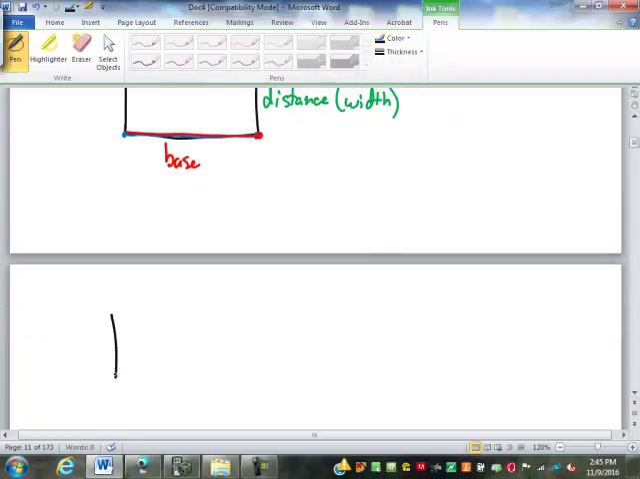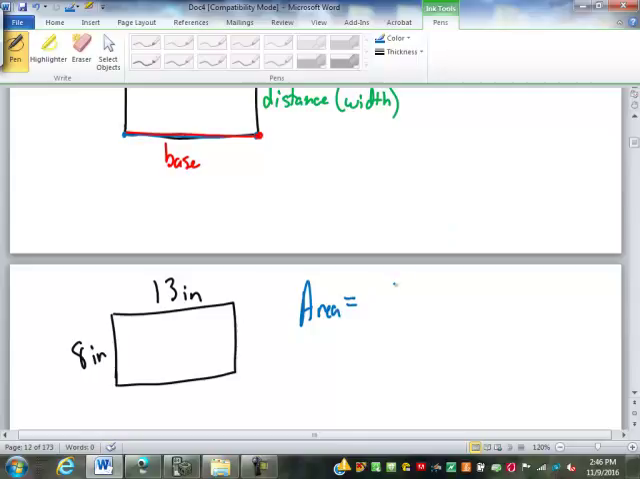So if I have a rectangle that is 8 inches by 13 inches, its area is going to be found by doing what? 13 inches times 8 inches. 13 times 8 gives us 104 square inches. You with me, guys? Okay.